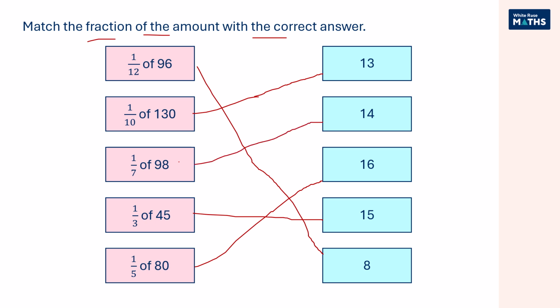Okay, divided by 7, divided by 3, divided by 5, and then divided by 10 for the second one, and then divided by 12 for the first one.